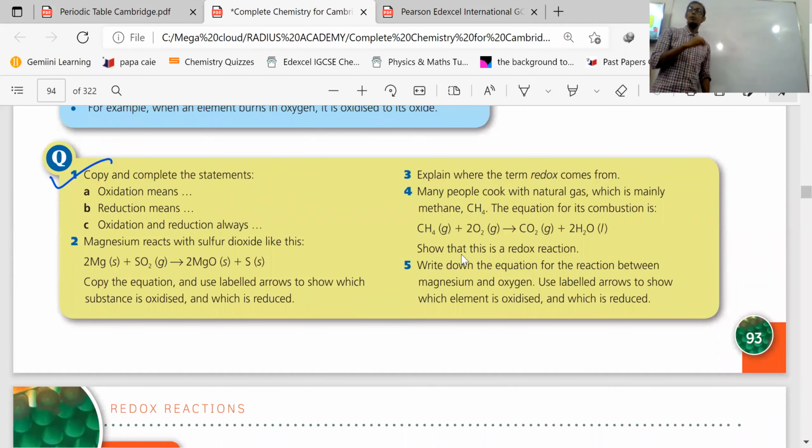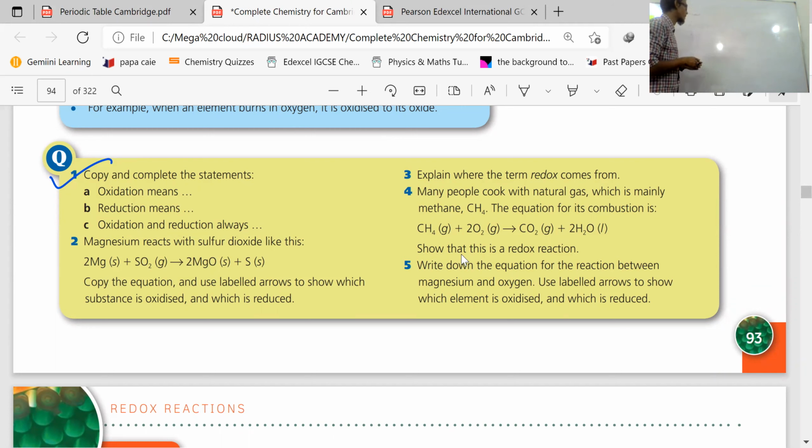Electrolysis, you need redox. In batteries, you need redox. In displacement reactions, you need redox. In acid-base reactions, it's not redox, it's neutralization, but you need to know the redox concept and how the charges are put, how the ionic equation needs to be derived. So all these things we will cover in this chapter.